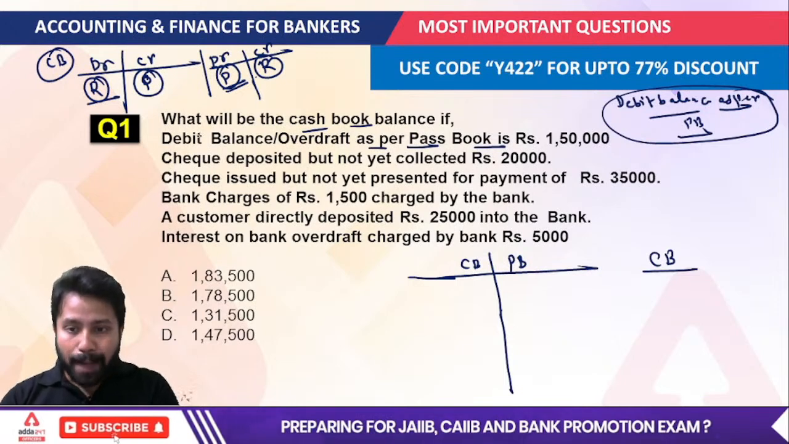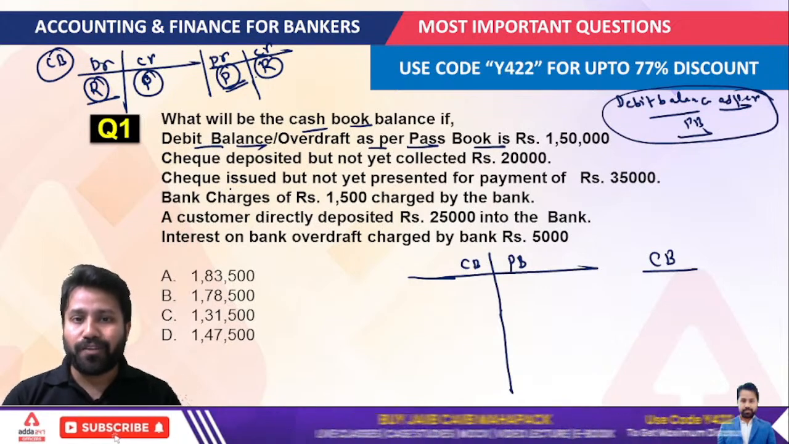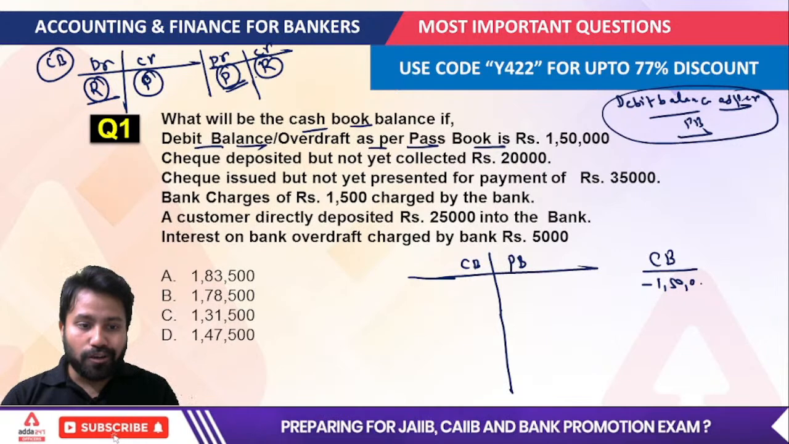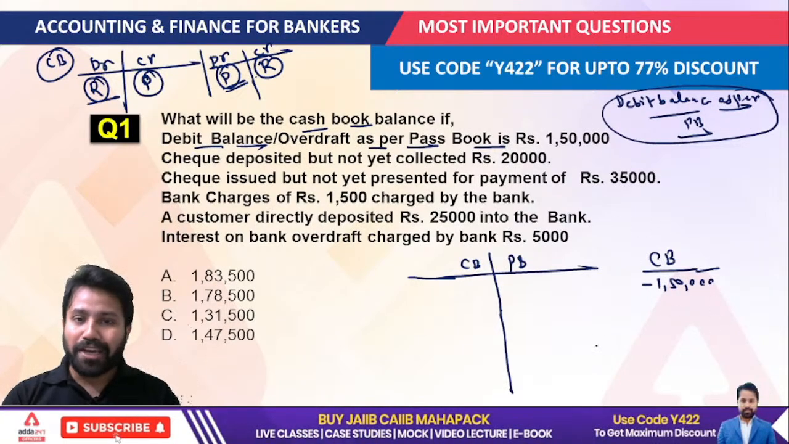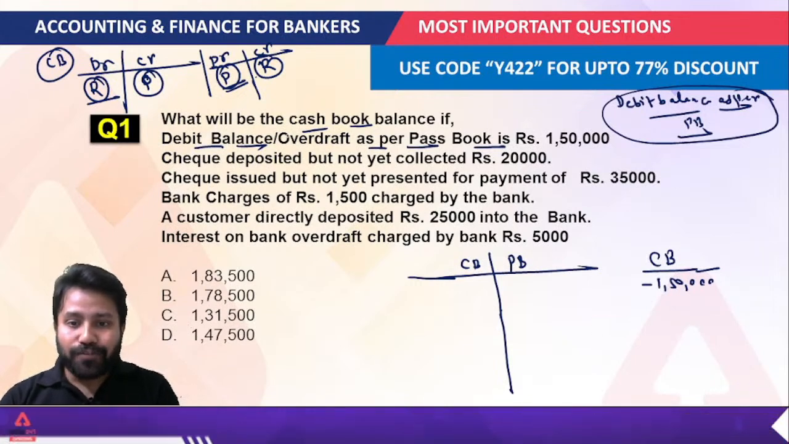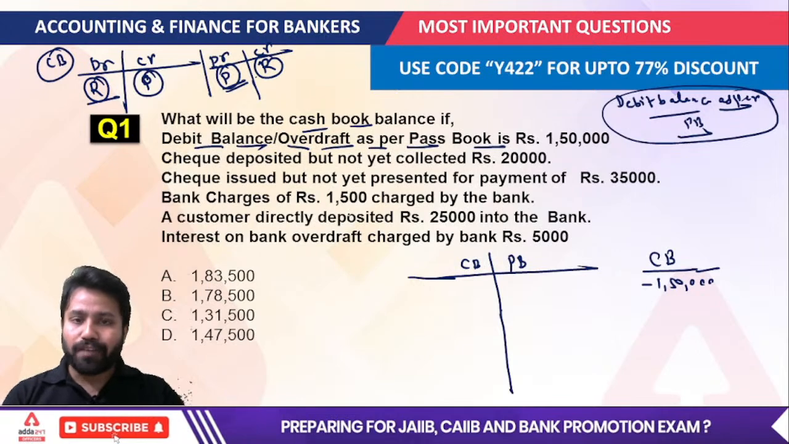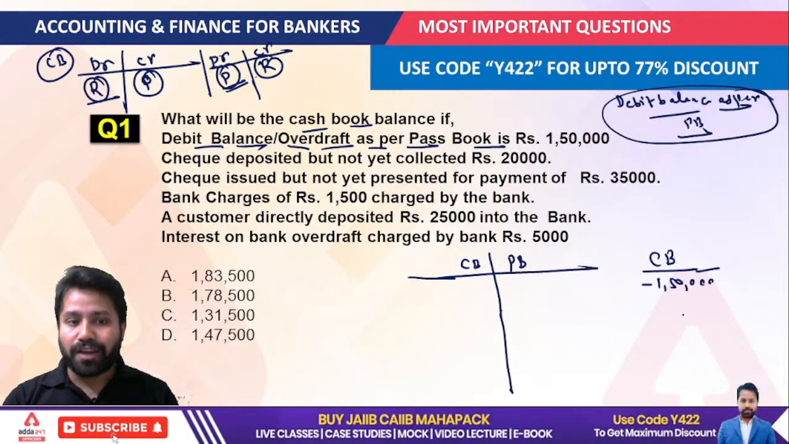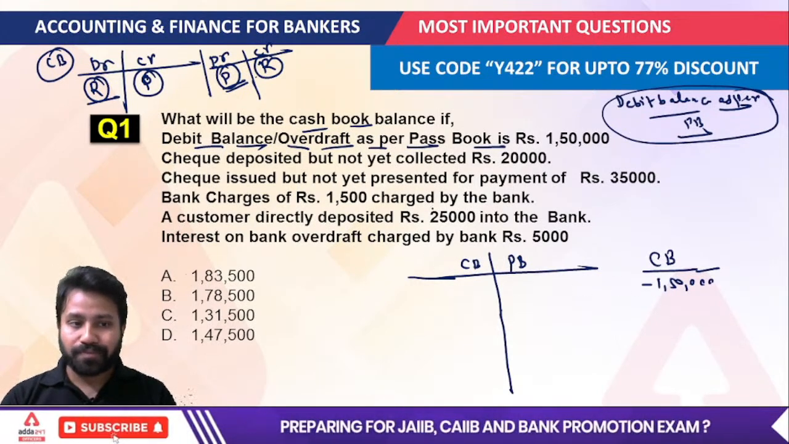Now if the debit balance is given, that means it is a kind of liability of the customer. So you have to write here minus 1,50,000 rupees. That means you have to write this balance as a negative figure. And if the overdraft balance is straightaway given, then also you have to write this value as a negative figure, minus 1,50,000 rupees.